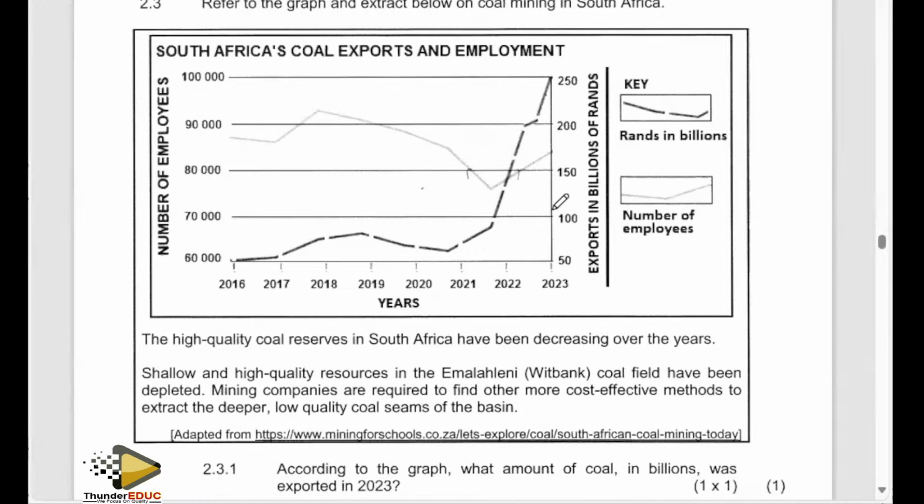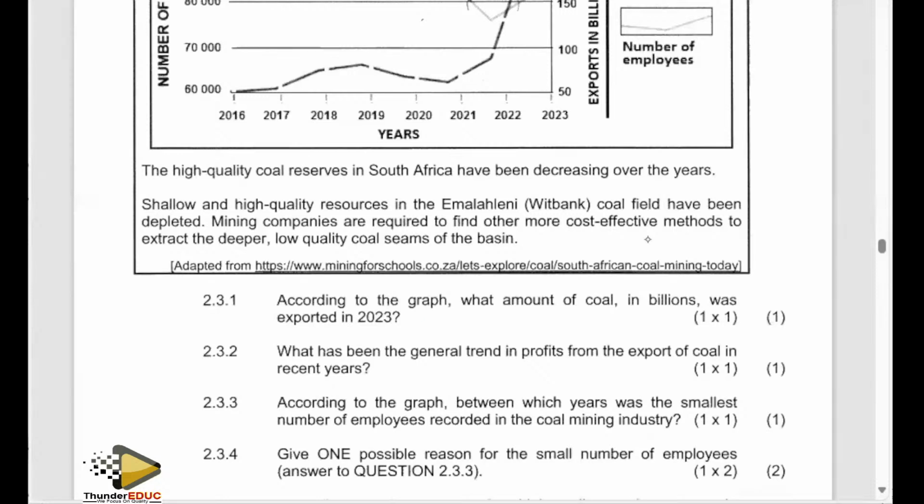So we want our reading along this, and this line here corresponds to the reading of rands in billions, and our reading is here. So the point that we want is this point here. So what is the reading there? Without wasting time, it is 250 billion. So our correct response for the first one is 250 billion.